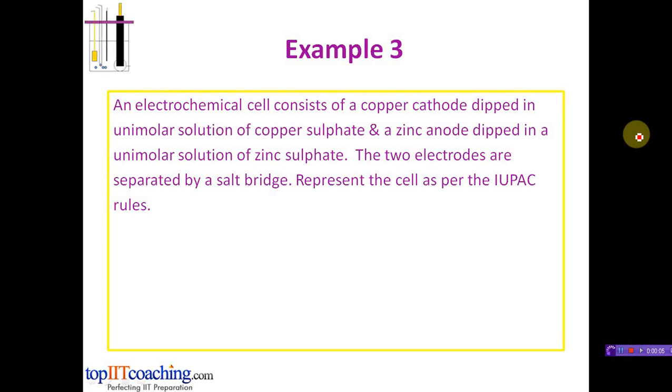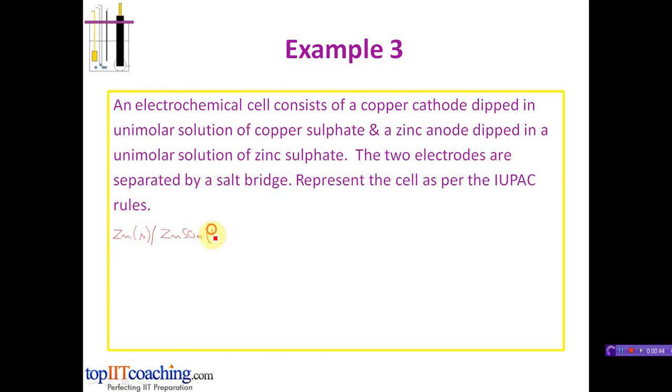Let's take an example. We have to represent an electrochemical cell as per the IUPAC rules, which consists of a copper cathode dipped in unimolar solution of copper sulfate and a zinc anode dipped in a unimolar solution of zinc sulfate. The two electrodes are separated by a salt bridge. So as per the IUPAC rules, first of all we are going to mention the anode, which is the zinc anode. S represents the solid state. We are going to use a pipe character to separate it from the electrolyte, which is zinc sulfate.